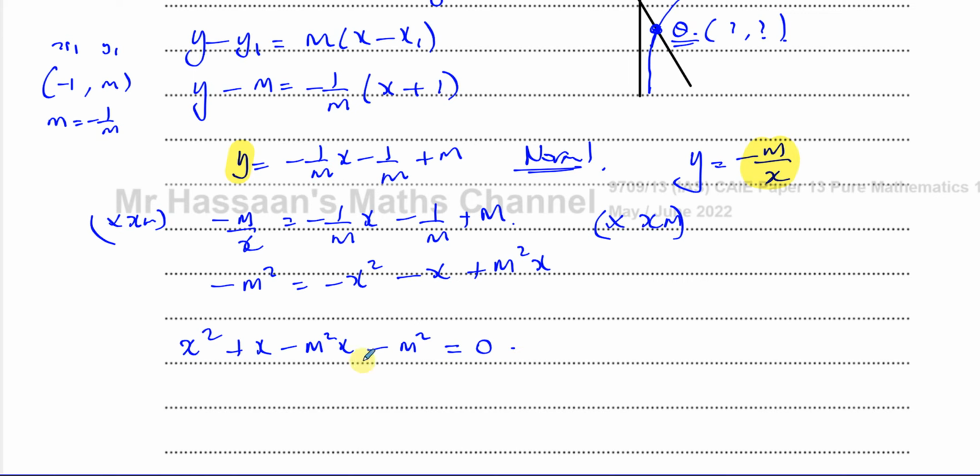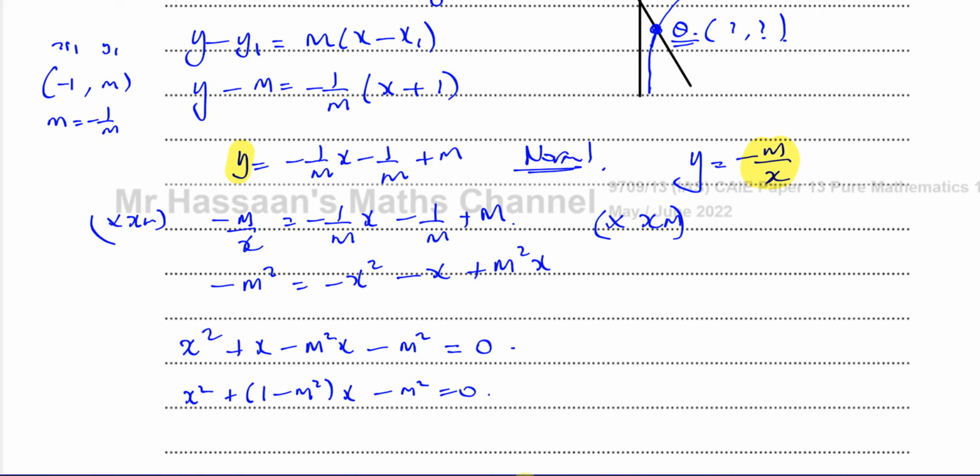So this is a quadratic equation. You can think of it as x squared plus 1 minus m squared times x minus m squared equals 0. You can think of it like this: this is x squared, this is a constant times x, this is a constant. So we're going to try to solve this.